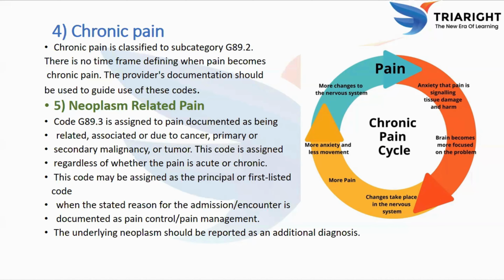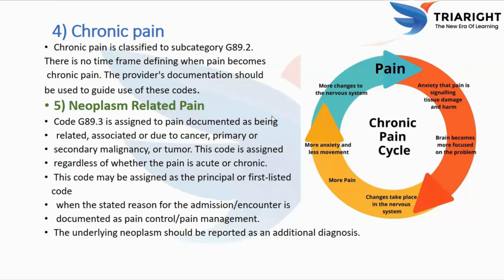So on the right side of the slide, you are finding the picture of the chronic pain cycle. This image shows why chronic pain continues. Pain causes anxiety, right? Anxiety makes the brain more focused on the pain. Then the body makes changes in the nervous system. This leads to more pain, and more pain leads to more fear and less movement. So the cycle continues. This explains why chronic pain needs long-term management.